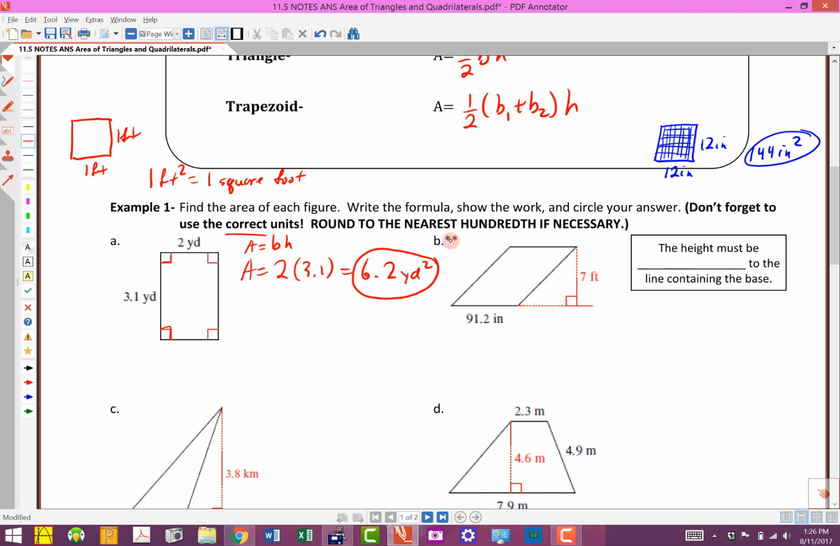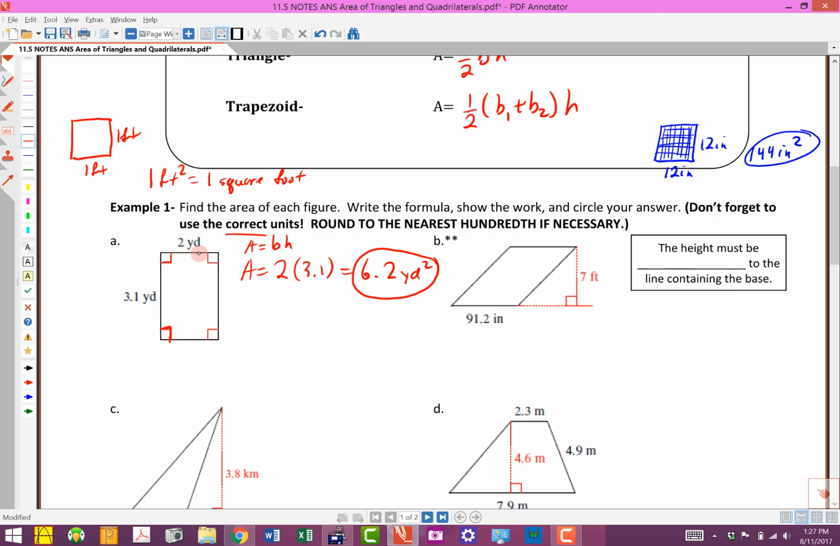Okay, let's go to this next one, and I want you to notice that this one has two asterisks by it, so we want to really pay attention to the details here. Now, we've got 91.2 inches here, and then we've got a height of 7 feet. And what I want you to notice off to the side, it says the height must be blank to the line containing the base. We want to fill in that blank right there, but I want you to notice this. Over on this one right here, you'll notice that the height is perpendicular.